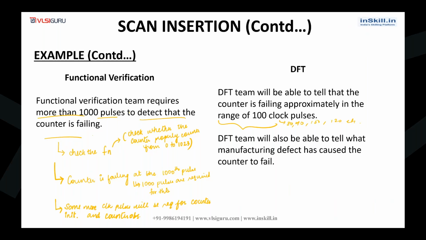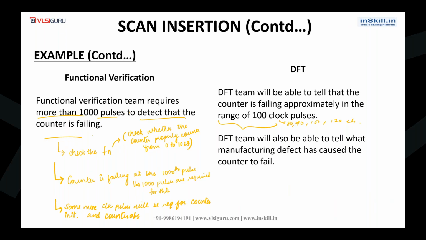So that's why we will once again take up this example in the main course. While doing the main course, we will discuss it more in detail. After completing what is a scan chain, what is a scan cell, we will understand how DFT engineers are able to tell that the count is failing in approximately the range of 100 clock pulses itself. We'll also take this example and understand more in detail about these things.